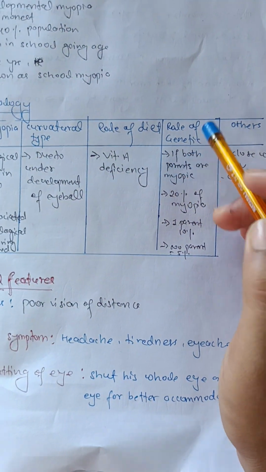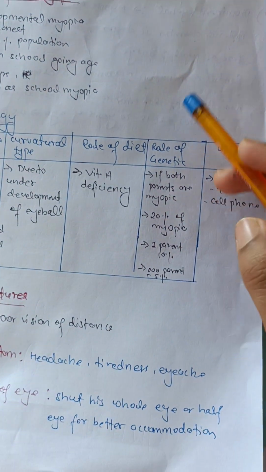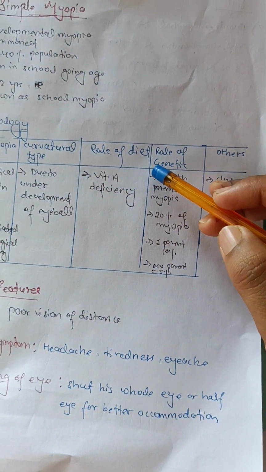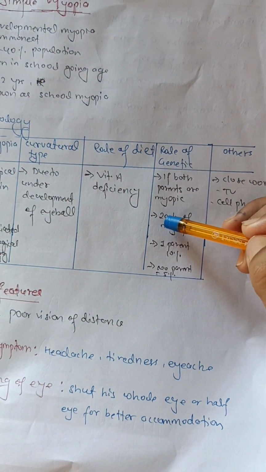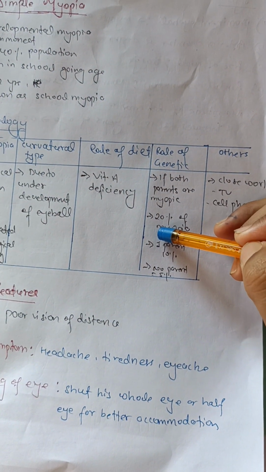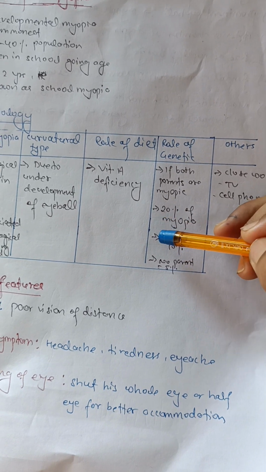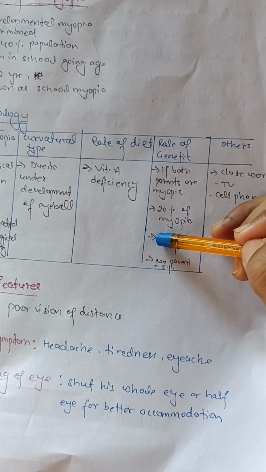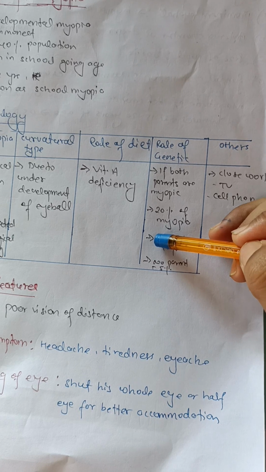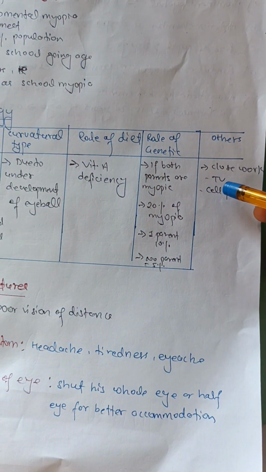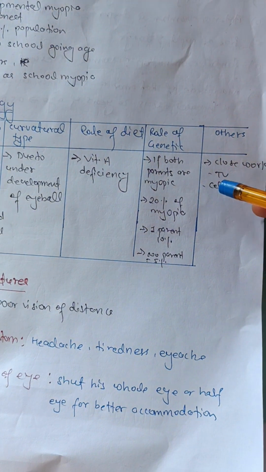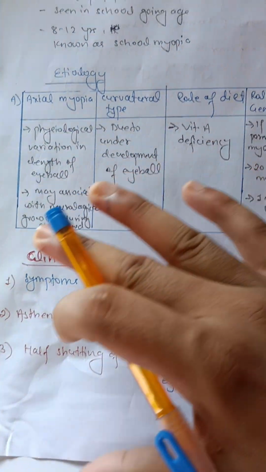If both parents are myopic, there is 20% chance that children will be myopic, and if one of the parents is myopic, then there is 10% chance, and if no parent is myopic, then there is only 5% chance that the children will be myopic. And other reasons are due to close work like watching TV, cell phone, and so on.